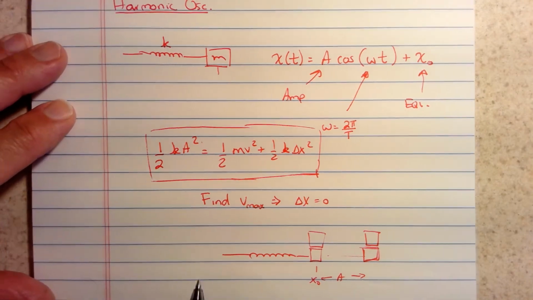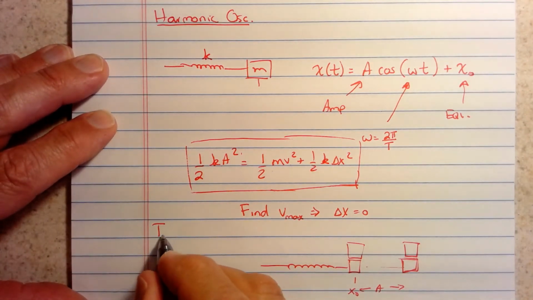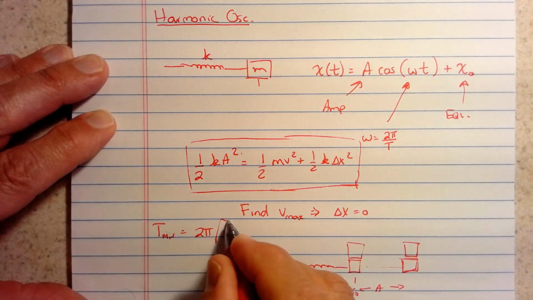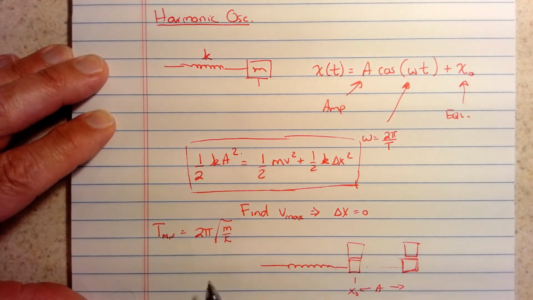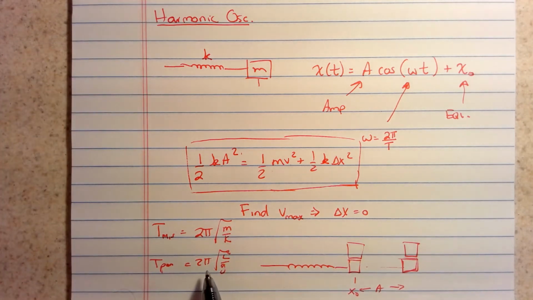A quick reminder of some other things we did. The period of a mass on a spring is 2 pi square root of m over k. You guys know that one. And if it's a pendulum, the period of a pendulum is 2 pi square root of L over g. And remember, the period of a pendulum does not depend on the mass. Making the mass bigger doesn't change the period of a pendulum. Okay? So this is all review.